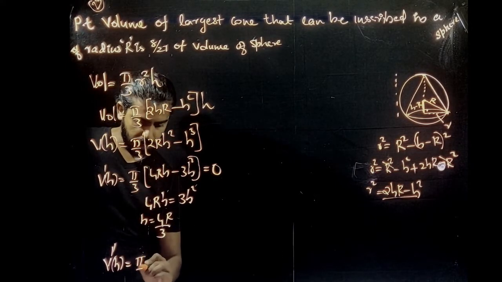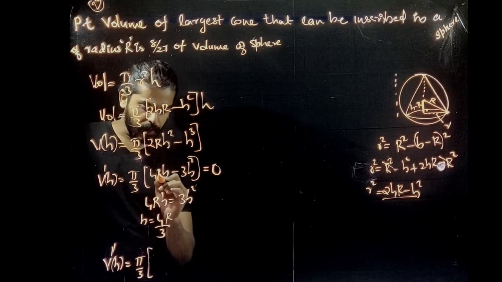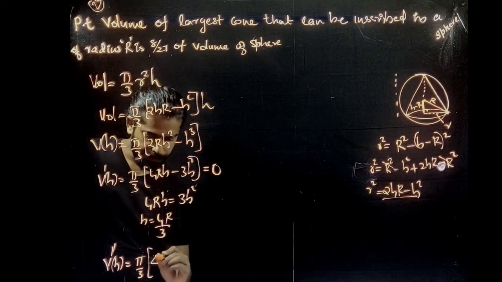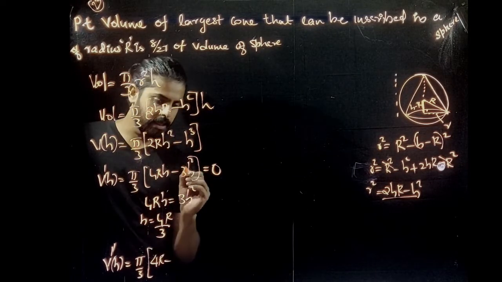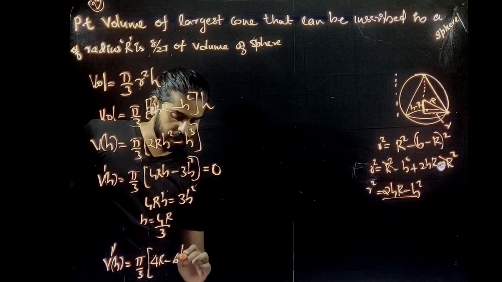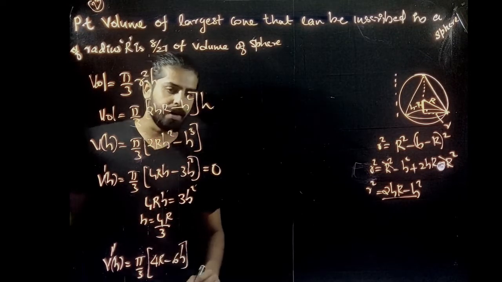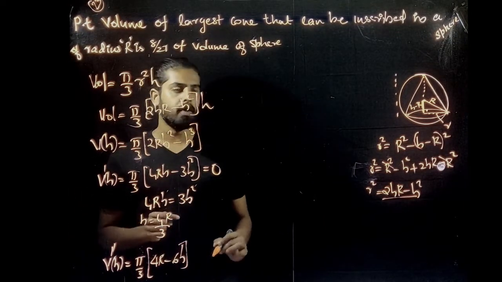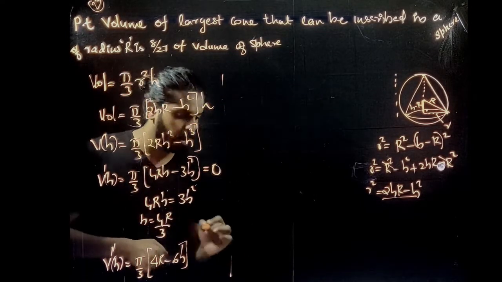So pi by 3 into, in bracket, 4rh. We are differentiating this with respect to h. So 4r minus the derivative of 3h square, which is equal to 6h. So this is the second derivative. We need to prove that the second derivative is negative when h is equal to 4r by 3, in order to get that this is local maxima.